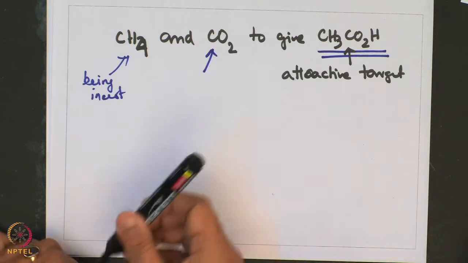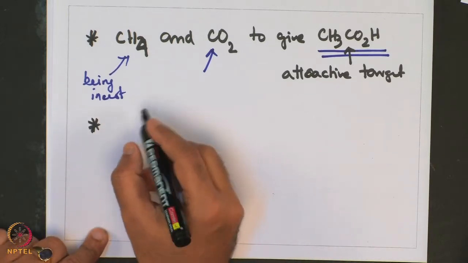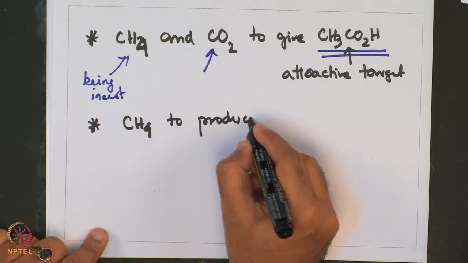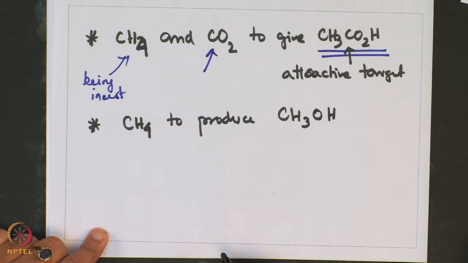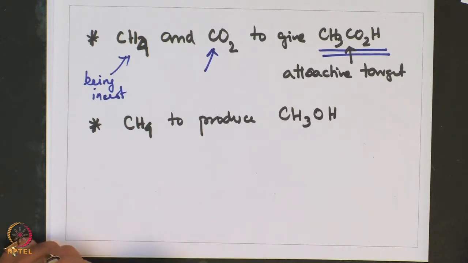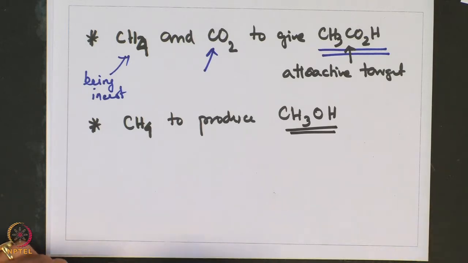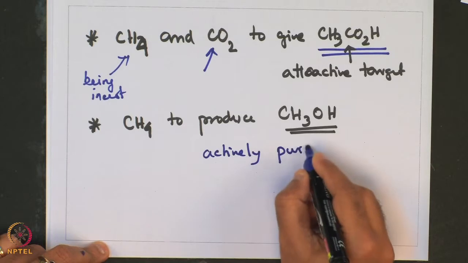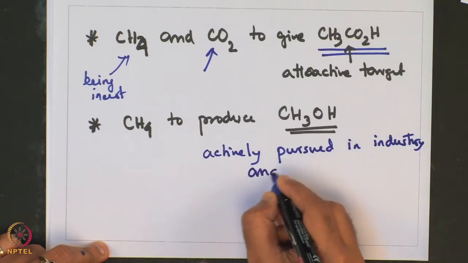Similarly, one can obtain another important compound, for example, methanol from CH4. All of these have tremendous commercial interest, in terms of, let us say, production of methanol from methane or acetic acid from methane, and are being actively pursued in industry and academia alike.